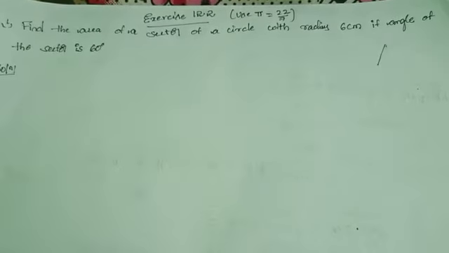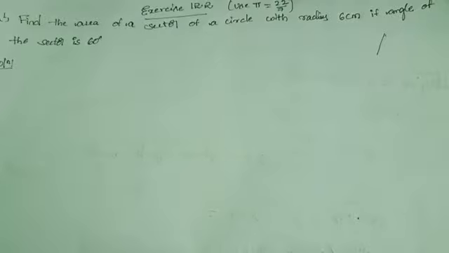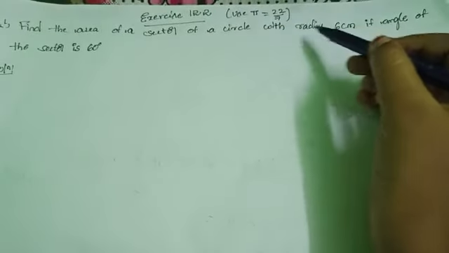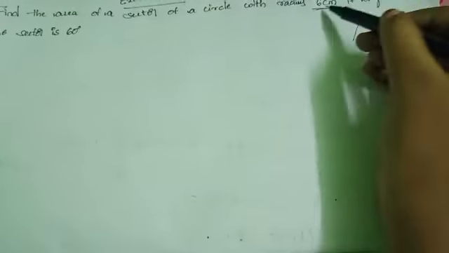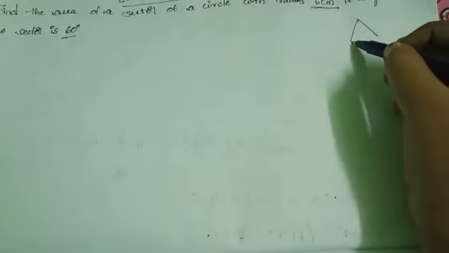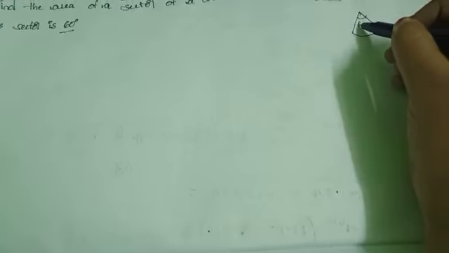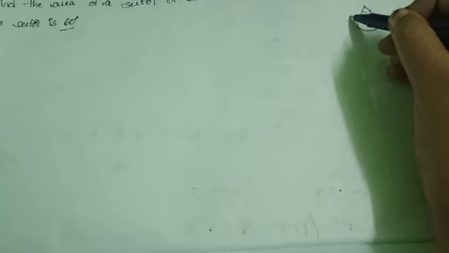Let's discuss exercise 12.2. First question: find the area of a sector of a circle with radius 6 centimeters. Here the given radius of the circle is 6 centimeters and the angle of the sector is 60 degrees. This is a sector, angle equal to 60 degrees and radius equal to 6 centimeters.